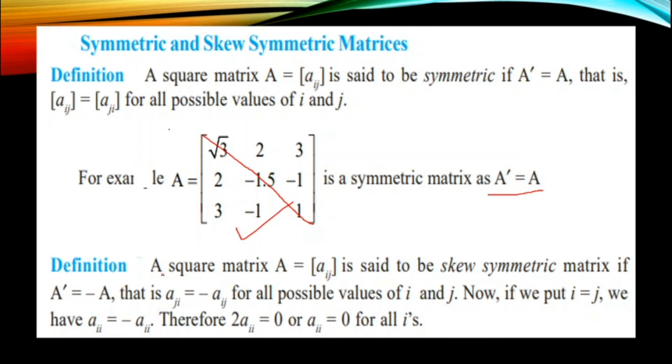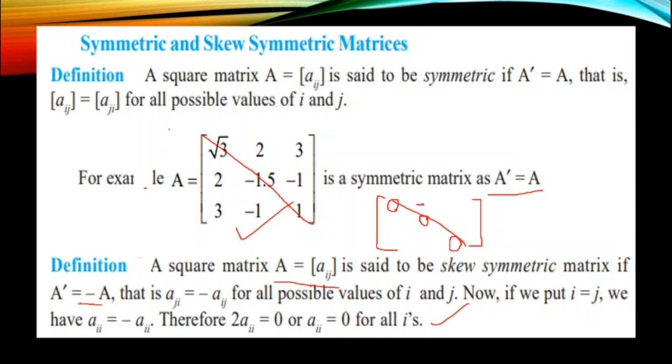Next, definition for skew symmetric matrix. A square matrix A equal to Aij is said to be skew symmetric matrix if A dash equal to negative A. That is, Aji equal to negative Aij for all possible values of i and j. Now if you put i equal to j, we have Aii equal to minus Aii. Therefore, 2Aii equal to 0, or Aii equal to 0 for all i's. That is, if you have a skew symmetric matrix, your diagonal elements will be 0. Okay, in your skew symmetric, your diagonal elements will be 0.